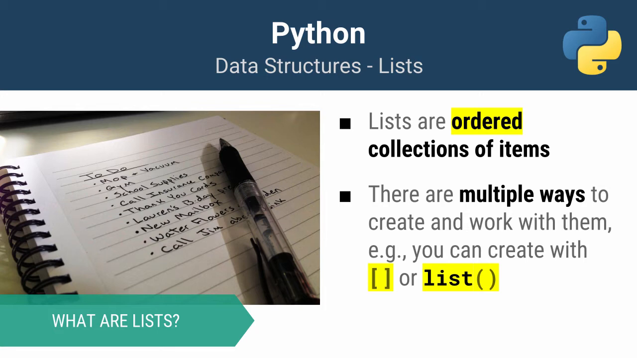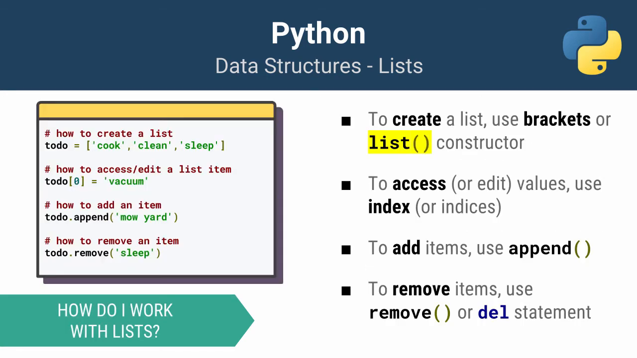There are multiple ways to work with lists in Python, and you can create them using a bracket syntax or a special list constructor. To create a list, you use brackets, and inside the brackets, you put a comma delimited list of values. Those values can be of any data type. To access individual values, you use the index of the list item, starting with 0. You can add items to a list using append, and you can remove them using either the remove method or the special delete statement in Python.